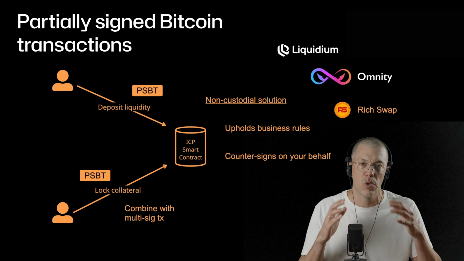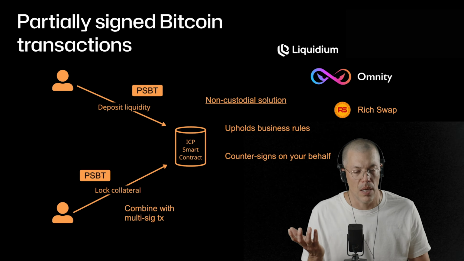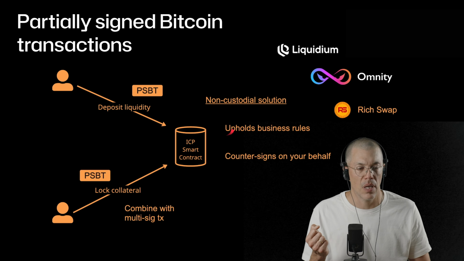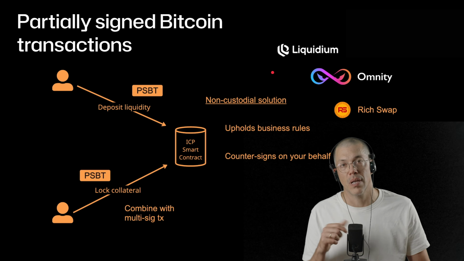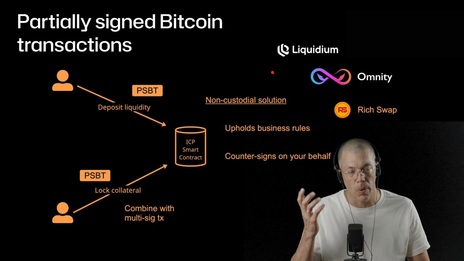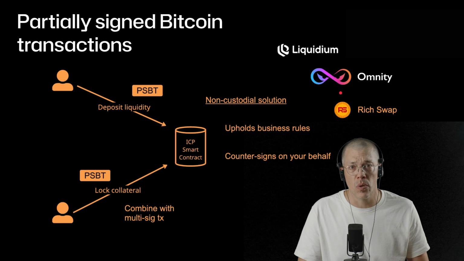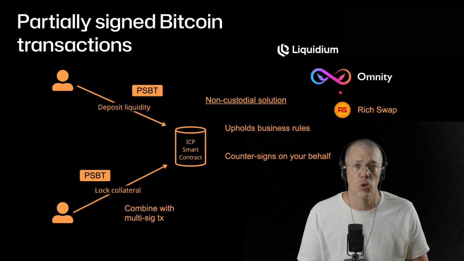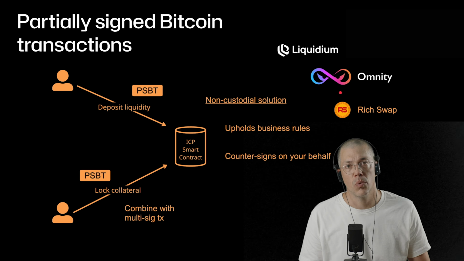So in this case, we use ICP as a matching engine and as a co-signer. This is something that is being used successfully by the Liquidium project, that allows you to lend against your runes, for instance, or borrow against runes, and also the Omnity created Rich Swap, which is a swapping platform that allows you to swap runes, for instance.